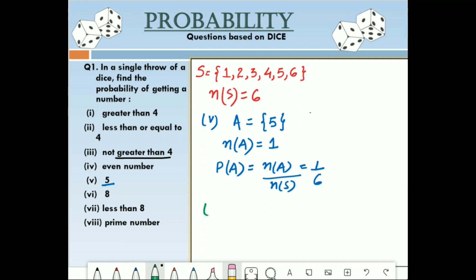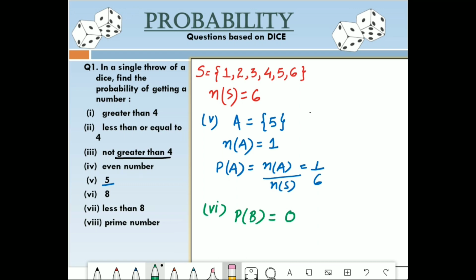Similarly, we can solve our next part, probability of getting a number 8. As we can see in our sample space, we don't have the number 8, and also in the case of a dice that's not possible. So the probability for this event will be equal to 0.